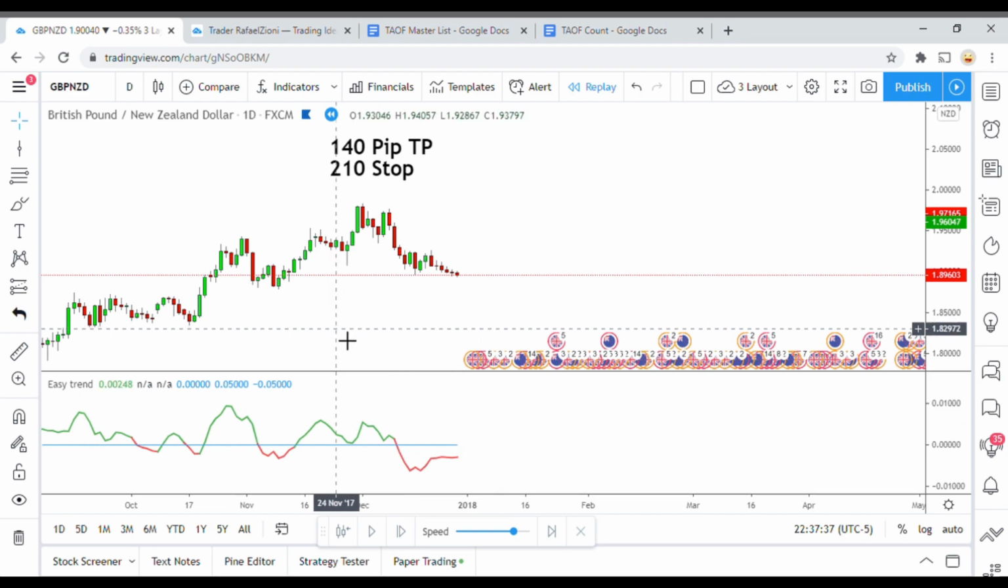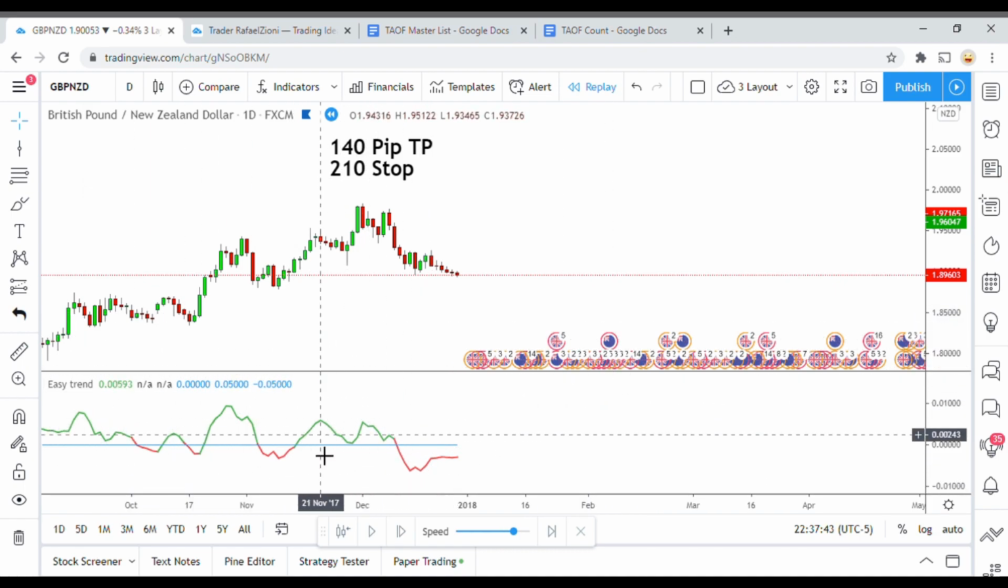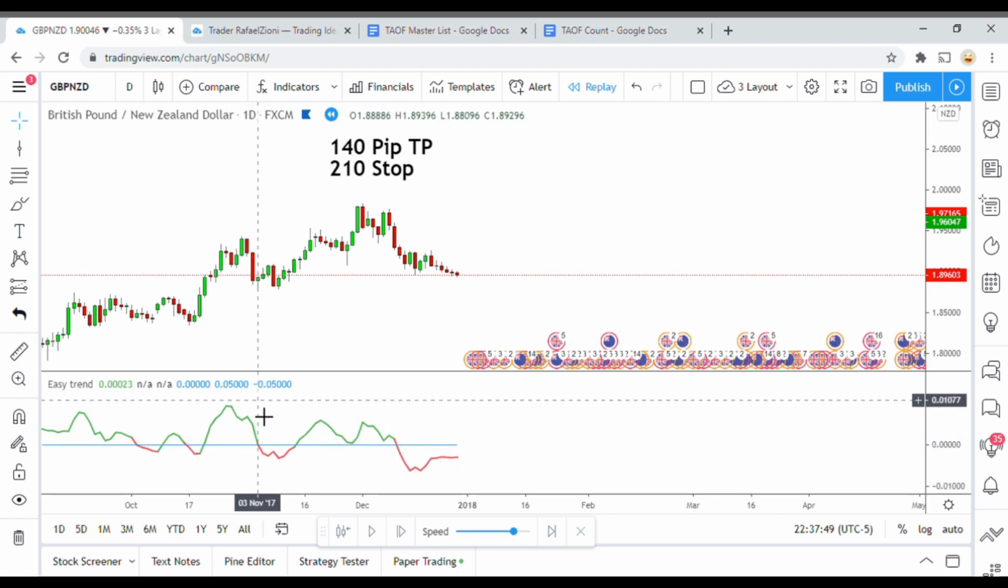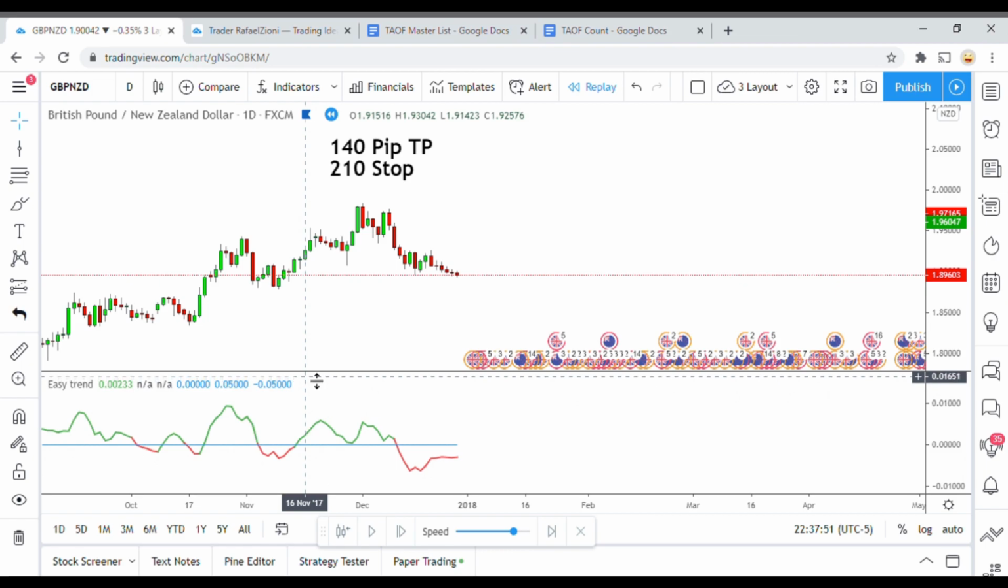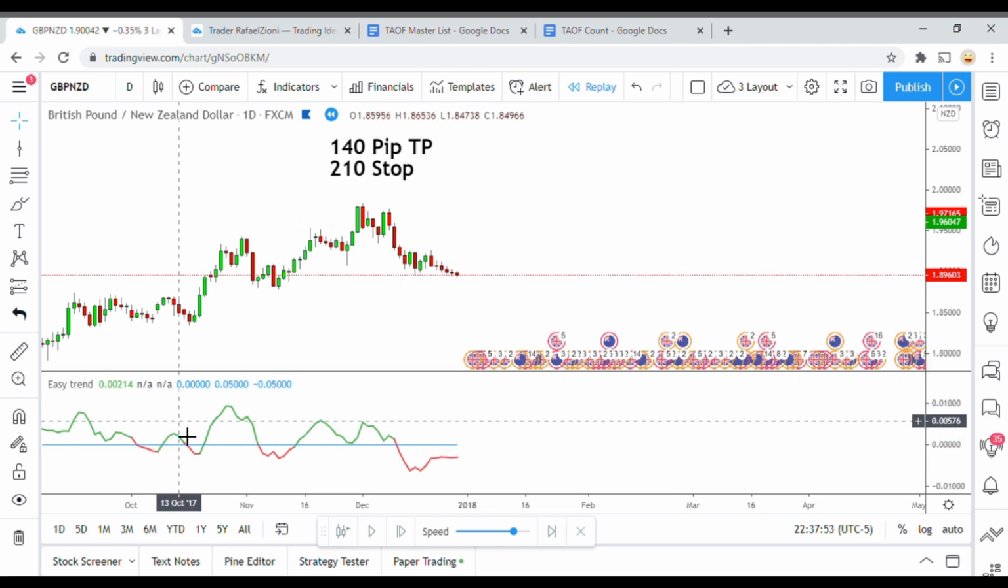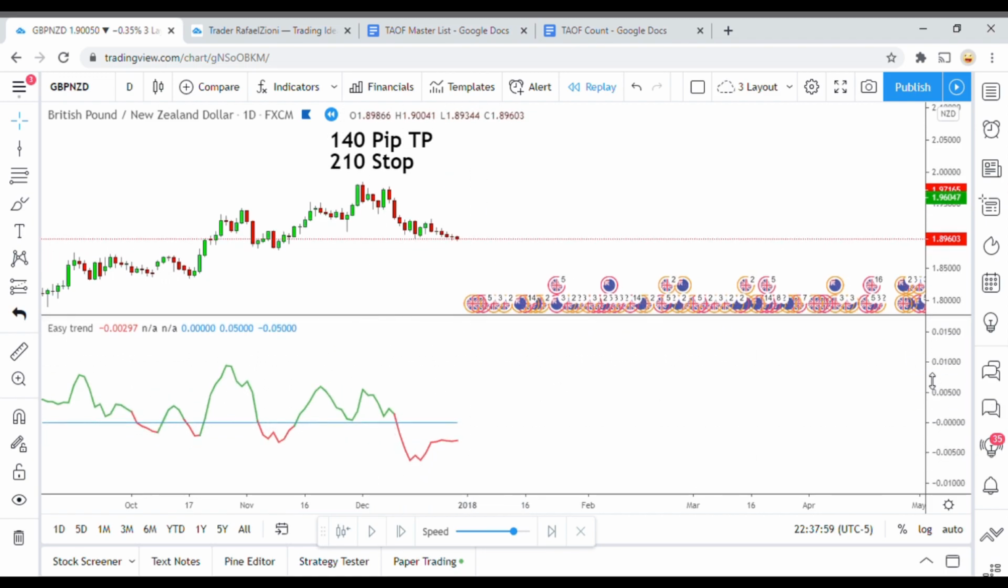Alright, so today's indicator, as I said, is the easy trend indicator. You can see it here on the bottom of the screen. There's not a whole lot to it. We basically have an oscillating zero line cross line happening here. We've seen quite a few of these.